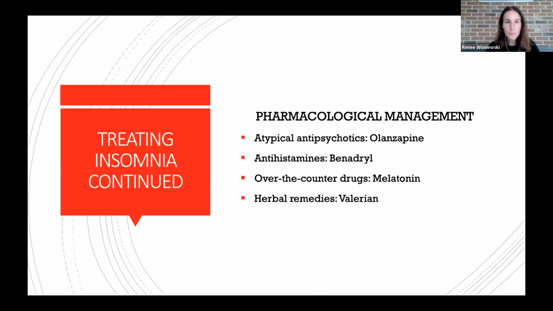Some pharmacological management. Here are some medications and over-the-counter remedies. I'm not sure if they're available. Melatonin we use quite often just to help reset the sleep-wake cycle. Lorazepam can be helpful as well, though I didn't mention it here. And then antihistamines we can use as well. Olanzapine we use for sleep, for anxiety, sometimes delirium, and then nausea and vomiting as well.